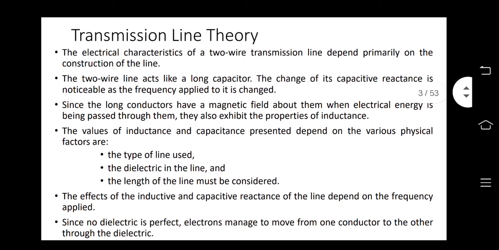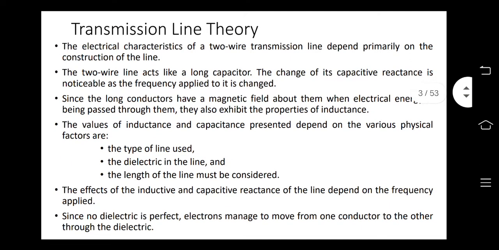Transmission line theory. The electrical characteristics of a two-wire transmission line depend primarily on the construction of the line. The two-wire line acts like a long capacitor. The change of its capacitive reactance is noticeable as the frequency applied to it is changed. Since the long conductors have a magnetic field about them when electrical energy is being passed through them, they also exhibit the properties of inductance.